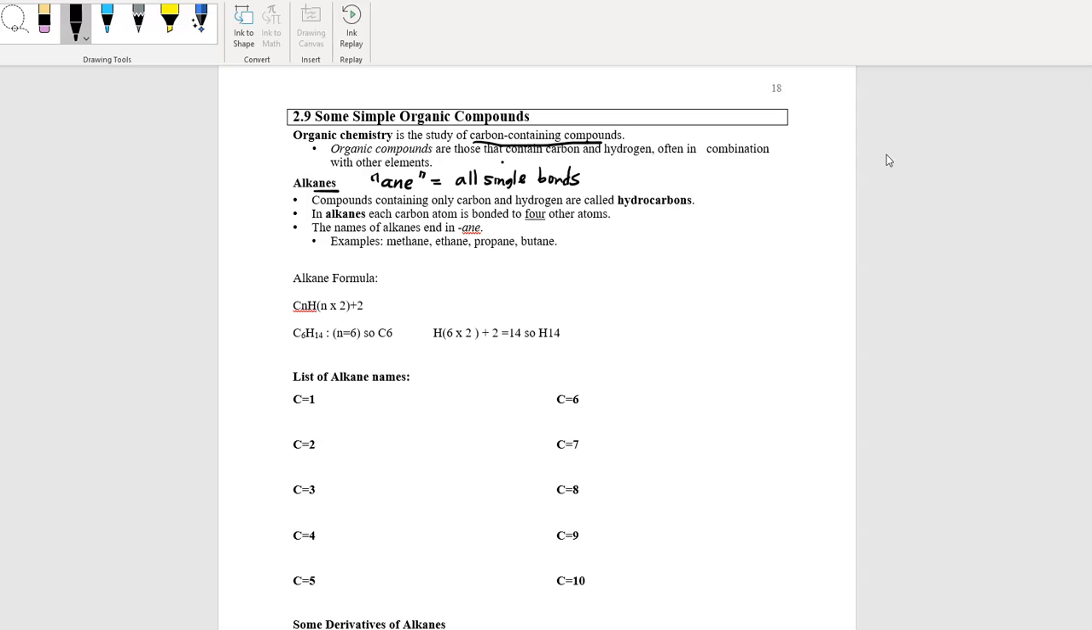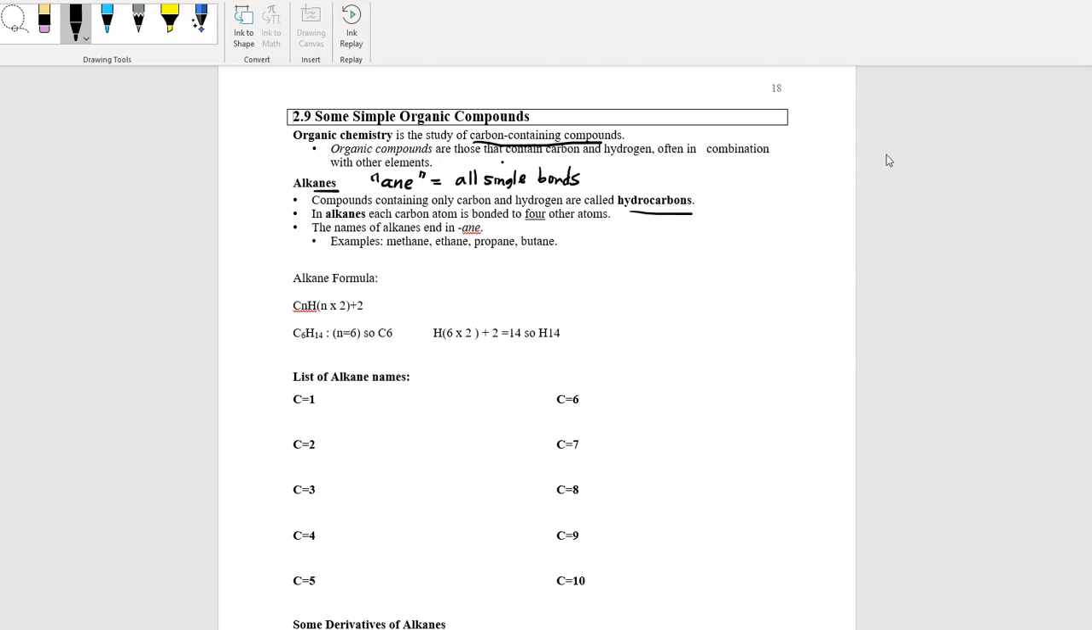Compounds containing carbon and only hydrogen are called hydrocarbons. Now, an alkane has a carbon that's bonded to 4 other atoms. And like I said, the names of these end in A-N-E. That's the ending of every name in these 10.